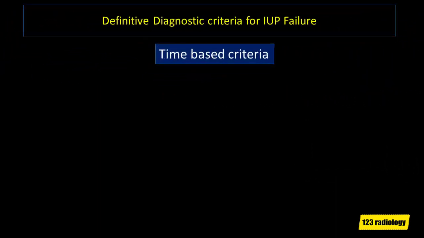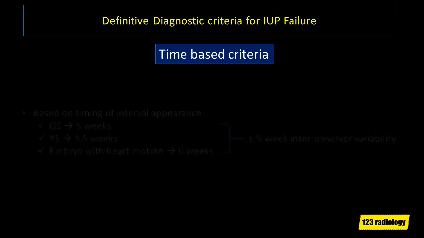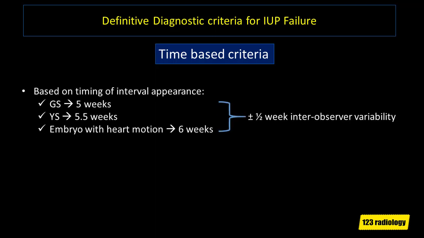Time-based criteria for pregnancy failure. These are needed because the discriminatory mean sac diameter, or crown rump length, may never be achieved. Based on timing of interval appearance, the gestational sac appears at 5 weeks. The yolk sac at 5.5 weeks. The embryo with heart motion is seen at 6 weeks. With half-week inter-observer variability.